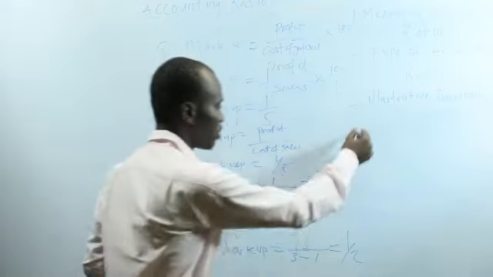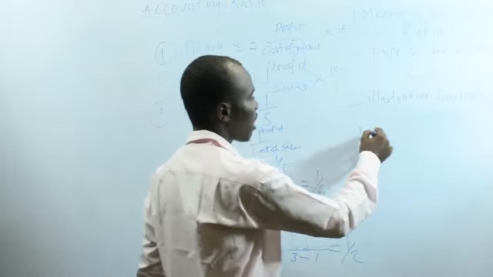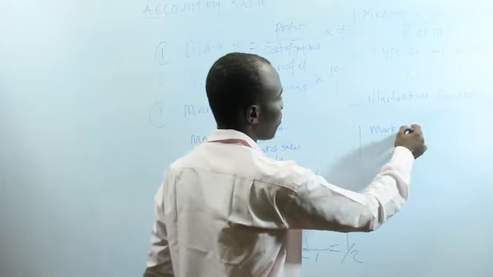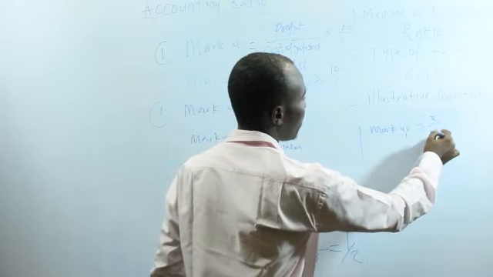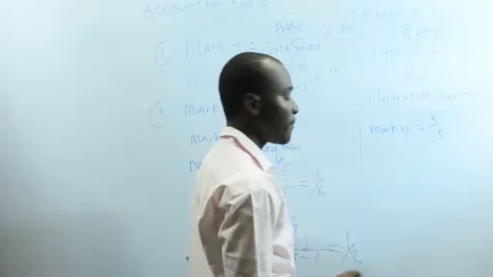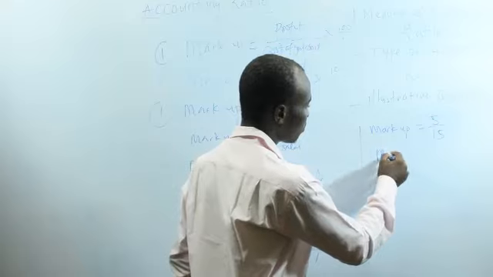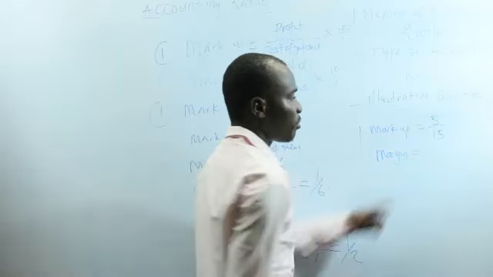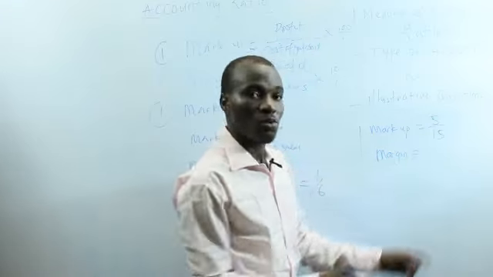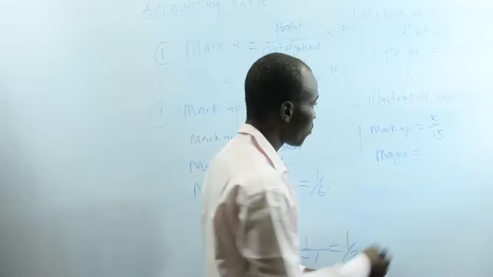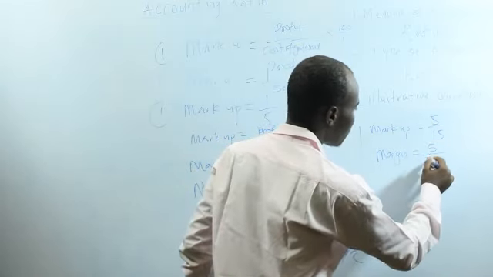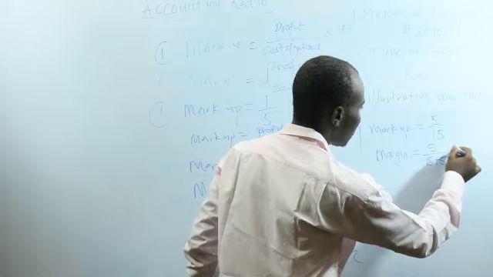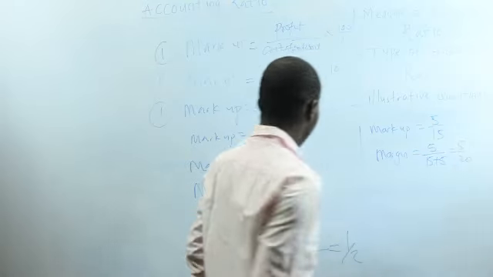So let's take an illustration again. Let's say we have markup 5/15 rather. So our margin will be what? Profit over cost of sales. We add the profit to cost of sales to become sales. That will be 5 over 15 plus 5. That then gives us 5 over 20.